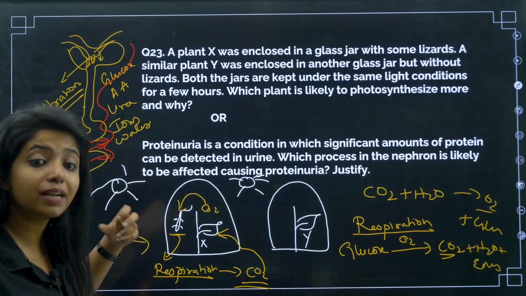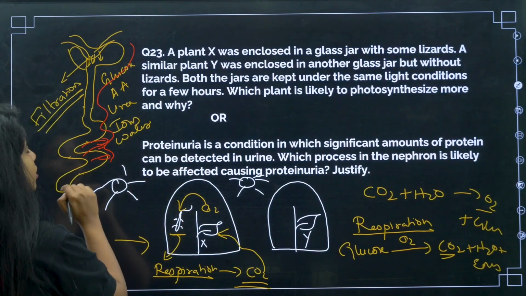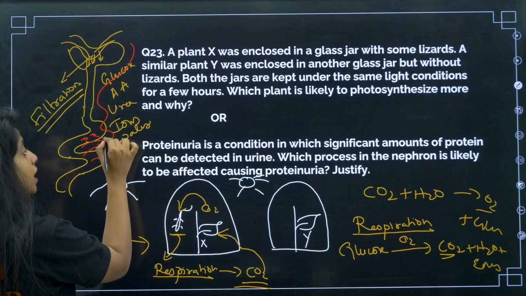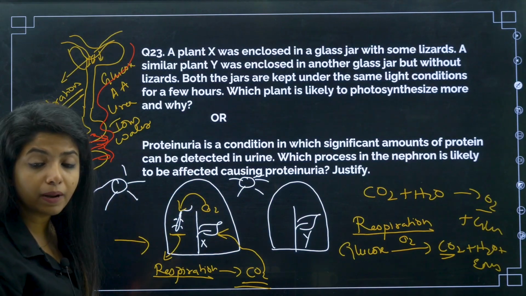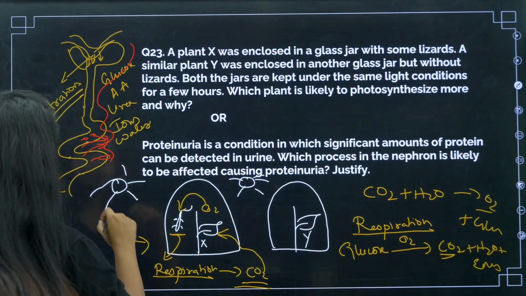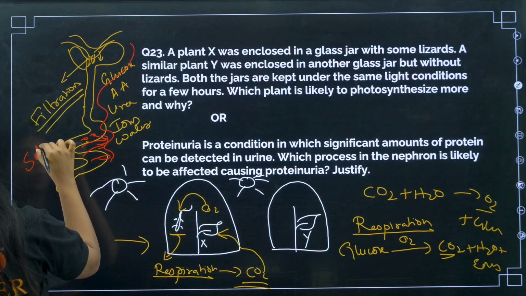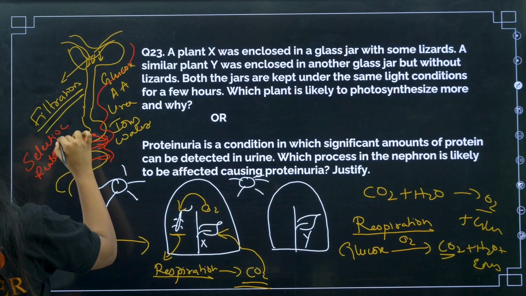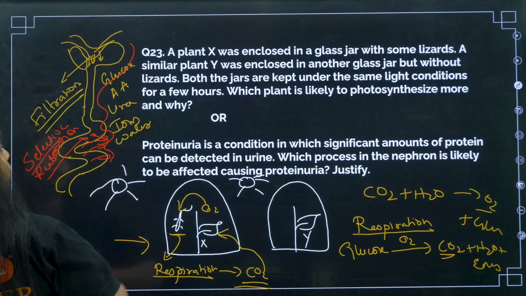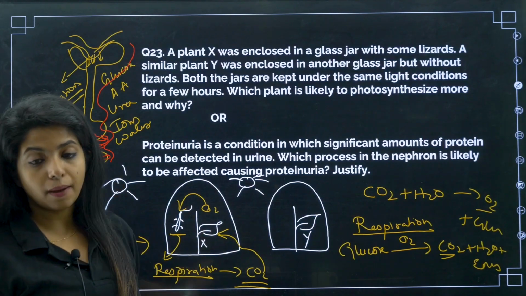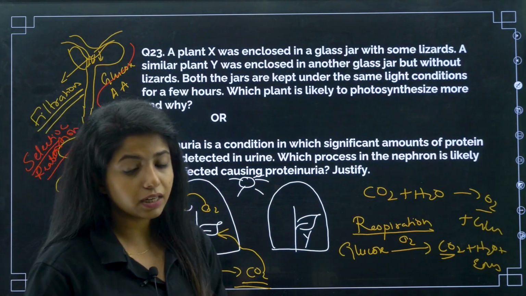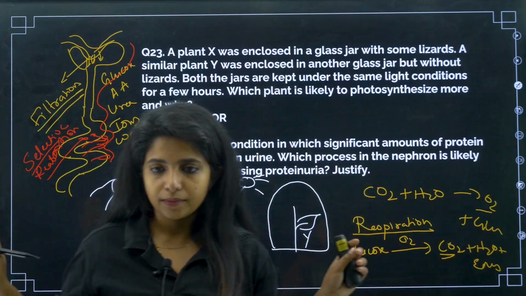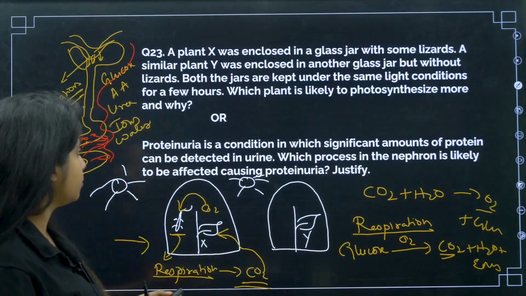Okay, so what do you call this? Selective reabsorption. So here also you had the chance: proteins are there, you can take them back, but still you did not take them back, then that is also a problem. So selective reabsorption might also be a reason that this condition is happening. Filtration and selective reabsorption are not taking place properly, which is why this is happening.